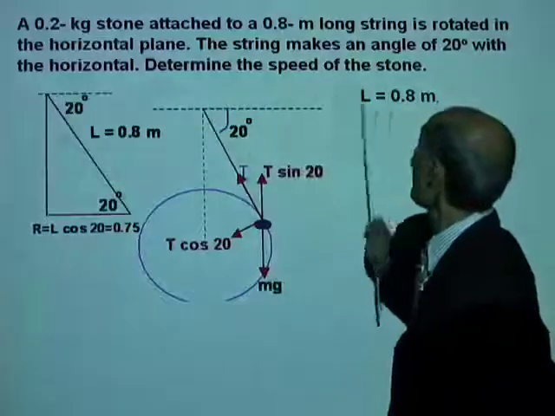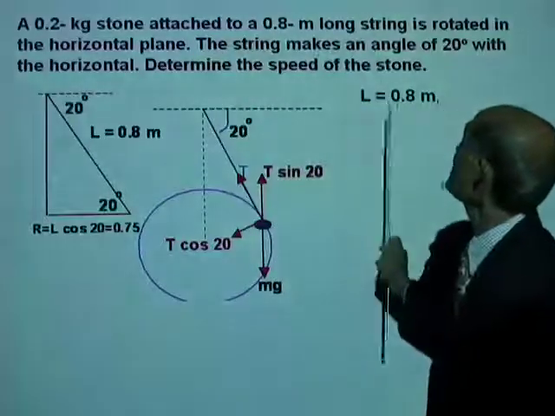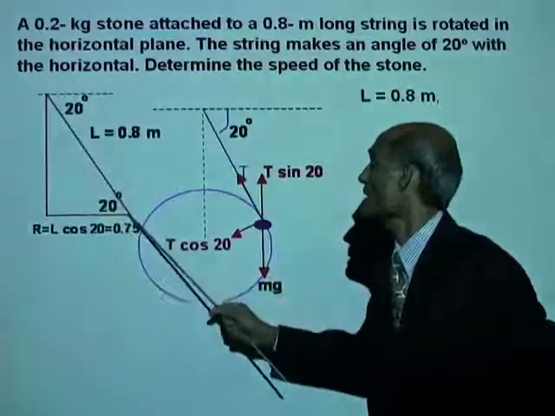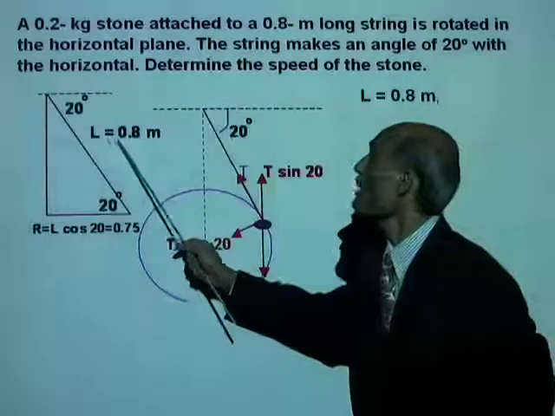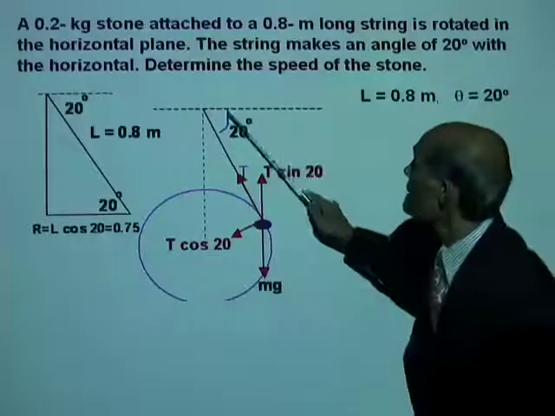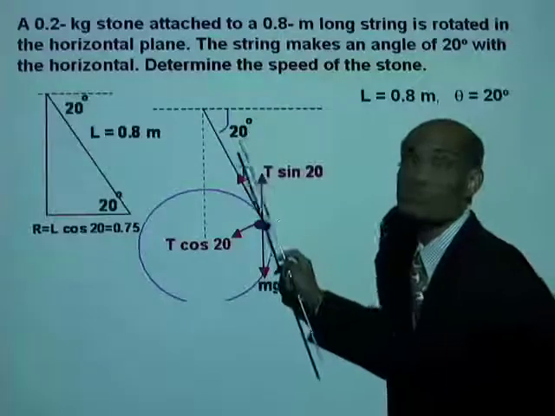So the length of the string is 0.8 meter. So this is the length of the string, which is the same as this, which is 0.8 meter. Theta is 20 degrees. The angle made by the string with the horizontal is 20 degrees.